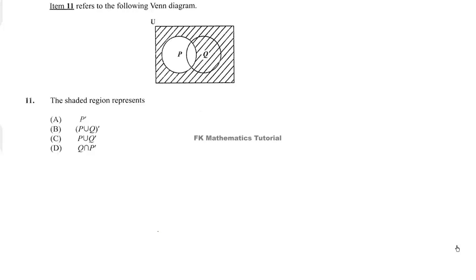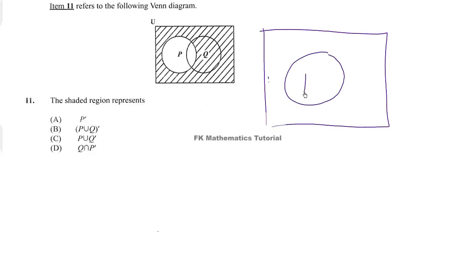So now let's proceed with question 11. Item 11 refers to the following Venn diagram. The shaded region represents, so we can see that the region shaded is all the region that is outside of P. So all this region was shaded. So all this region is P prime. So the correct answer is option A.